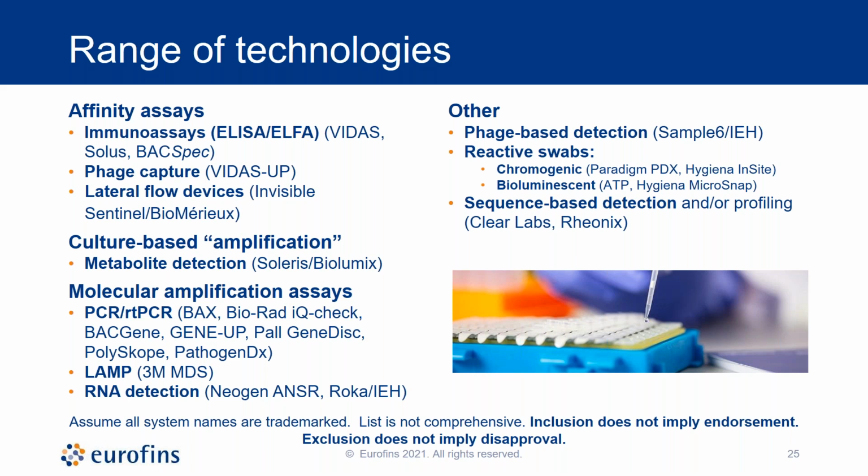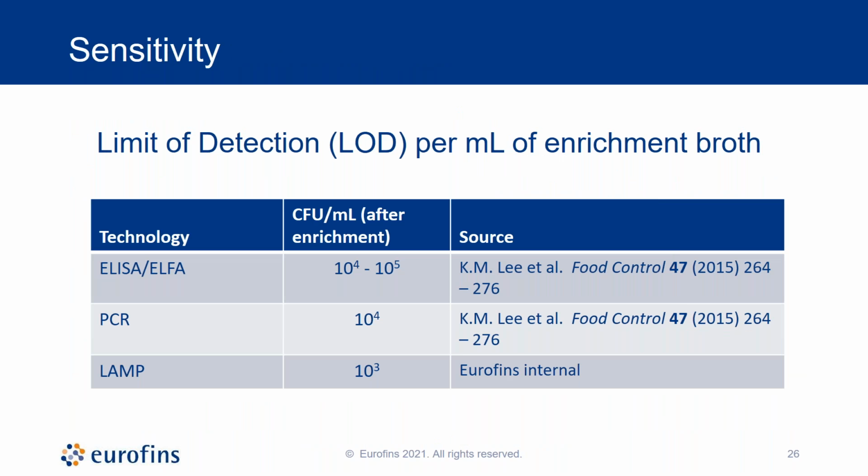So if we move to the next slide, please, Doug, we'll find something which is actually very difficult to get comparative information on, which is the relative sensitivity of the different methods. As we look at the older affinity methods, we find that they will detect in the region of medium to high 10 to the 4, up to 10 to the 5. So in the region of 50 to 100,000 CFU, colony forming units, per ml of enrichment at the point that we go to detection.